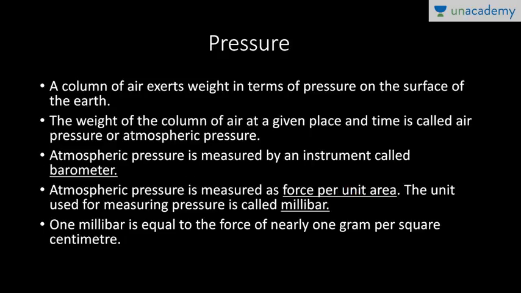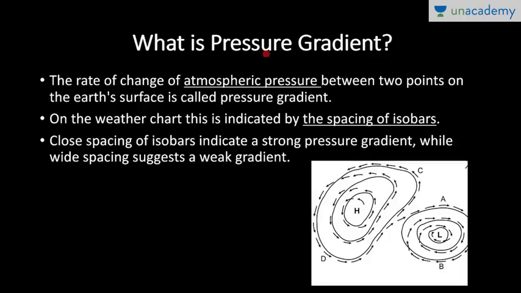Okay, now after discussing pressure, let's discuss what is pressure gradient. This concept we'll be using for understanding the different pressure belts of the world, right? So as we have discussed pressure, the rate of change of pressure between any 2 points on Earth's surface is known as pressure gradient. One area may have high pressure, the other area may have low pressure, right? So the difference or the rate of change of atmospheric pressure between these 2 points will be known as pressure gradient, right? And this is indicated by the spacing of isobars.